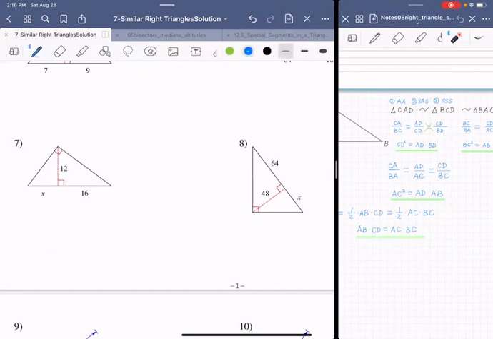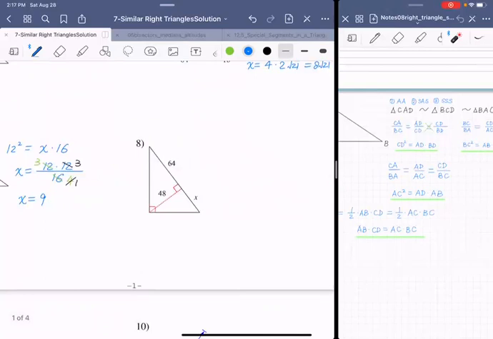Abby, number 7. 12 squared equals X times 16. And then X equals 12 squared divided by 16. We do this and we can simplify, okay? This divided by 4 is 3, and 16 divided by 4 is 4. Correct. X equals 9. Okay, very good.